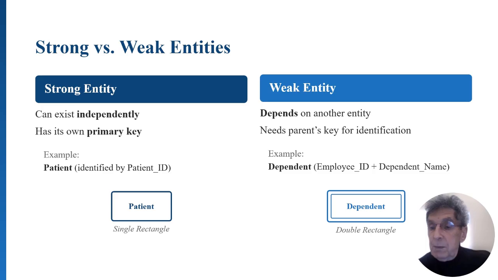Visually, we can distinguish them in the entity relationship diagram. A strong entity is a single rectangle. A weak entity is a double rectangle, a rectangle inside a rectangle. The relationship connecting a weak entity to its parent is also shown with a double diamond rather than a single diamond.